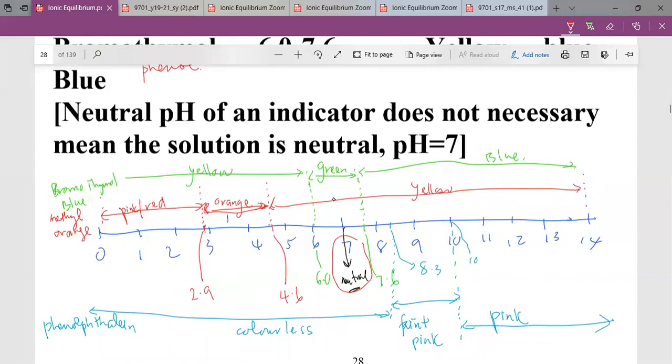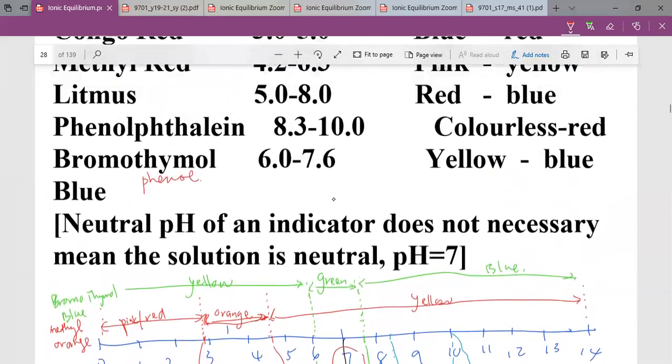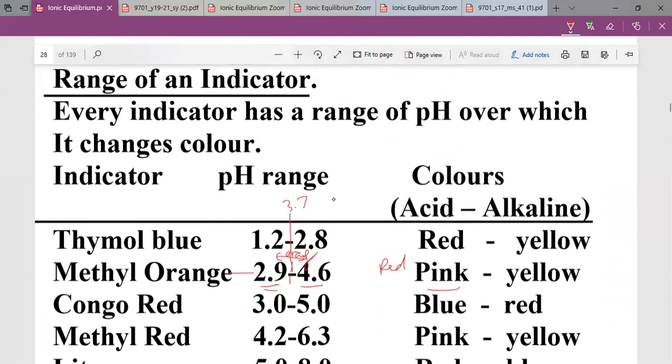Of course, all this is yellow. So remember, orange color doesn't mean pH 7. It means that the pH is about 2.9 to 4.6. That's it. So the choice of indicator is very important.